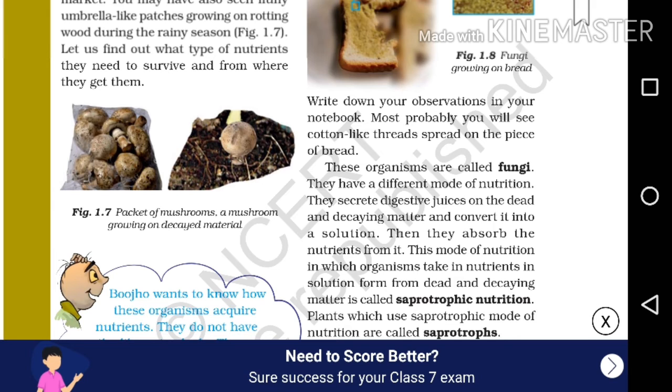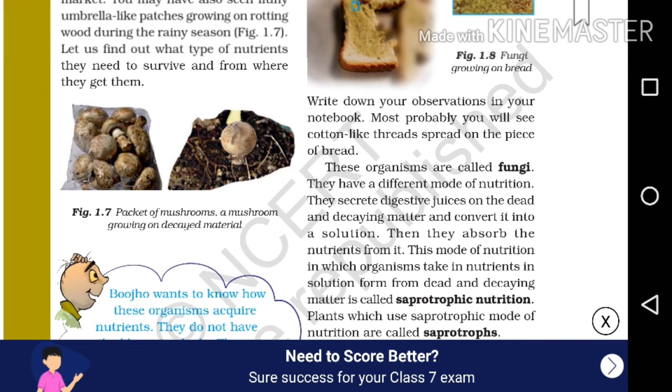So what is this patch? They are fungi. These organisms are called fungi. They have a different mode of nutrition. They secrete digestive juices on the dead and decaying matter and convert it into a solution. Then they absorb the nutrients from it. This mode of nutrition in which organisms take in nutrients in solution form from dead and decaying matter is called saprotrophic nutrition. Plants which use saprotrophic mode of nutrition are called saprotrophs.